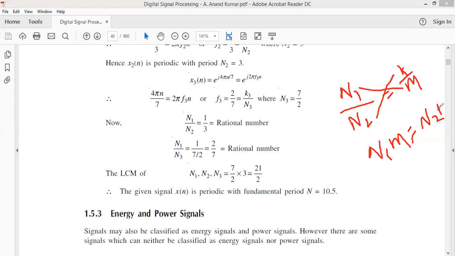Now if you have more than two signals, in this case we have three signals, what you have to do is find the LCM of those three. So the LCM of n1, n2, n3 will give you the fundamental period.